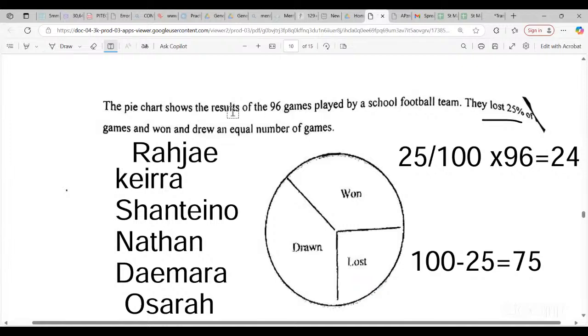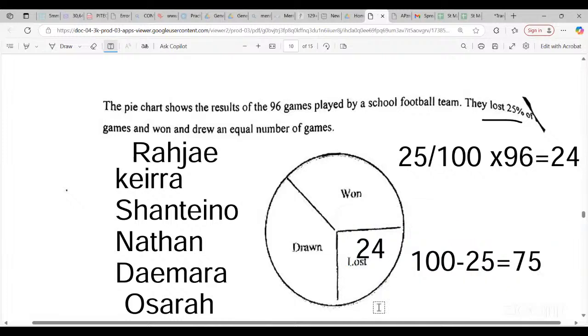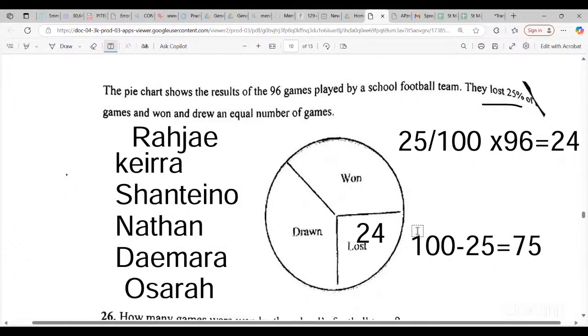It says the pie chart shows the results of 96 games played by a school football team. They lost 25% of the games. So this 25% that you found represents the loss, so this 24 here is the loss, and I think that's where the interpretation went wrong. The question didn't ask how many were lost; it asked how many games were won. So if you have a total of 96 and they lost 24 games, and the number of games won and drawn should be the same, how could we get that?